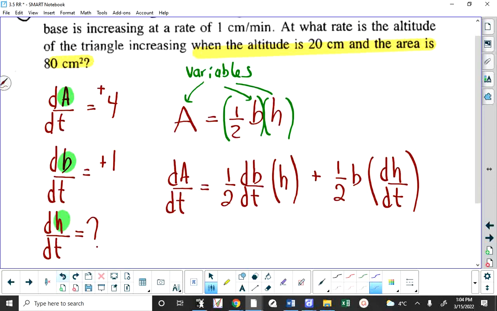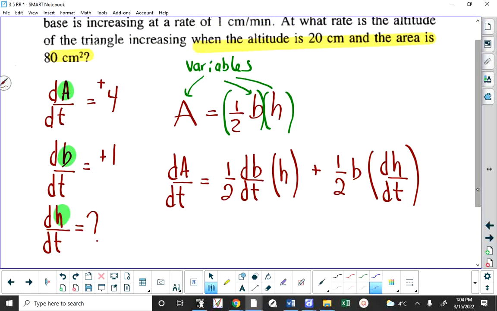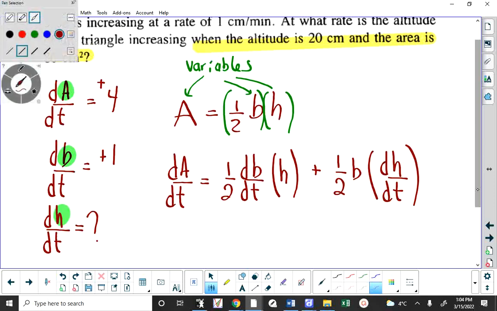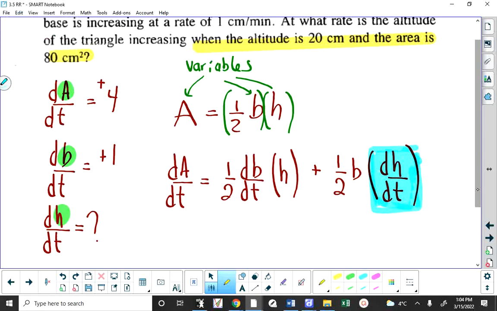Is that good, Nicole, to that point? Okay. We can throw in numbers now. Now, we might have to do a bit of running around to find the numbers, but let me highlight what it is we're trying to find. We need to know dH dt, which means we need to put in something for dA dt. Starting left to right, we're going to put 4 in for dA dt. Then we have 1/2. We need to put something in for dB dt. Well, you're told that's 1.